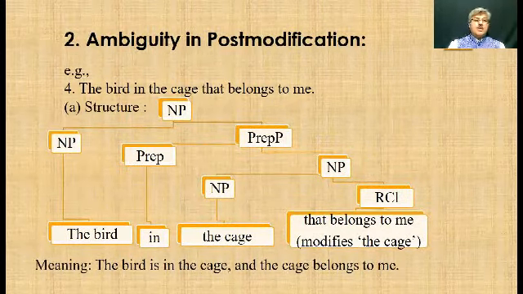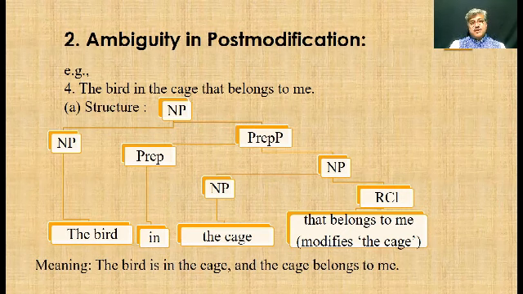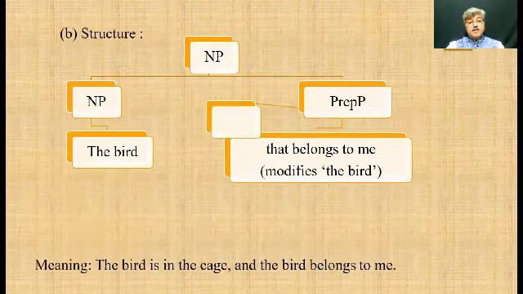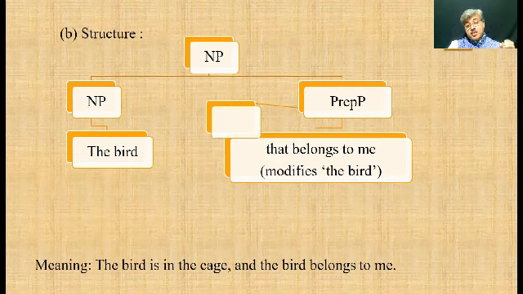Ambiguity in post-modification. The bird in the cage that belongs to me. Here, the bird, NP, prepositional phrase in the cage that belongs to me. The bird is in the cage and the cage belongs to me. It means the bird is in the cage and that cage belongs to me. In the second example, what is the second meaning? The bird is in the cage and the bird belongs to me, not the cage. The cage may be someone else's, but the bird which is in the cage, that bird belongs to me, not the cage.